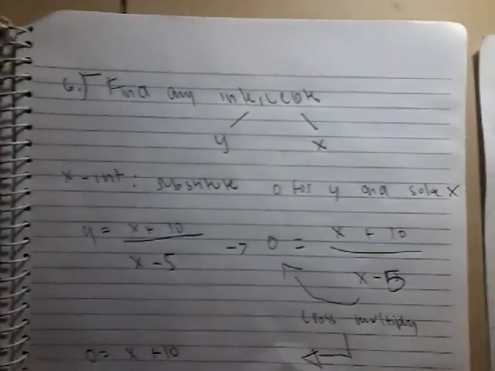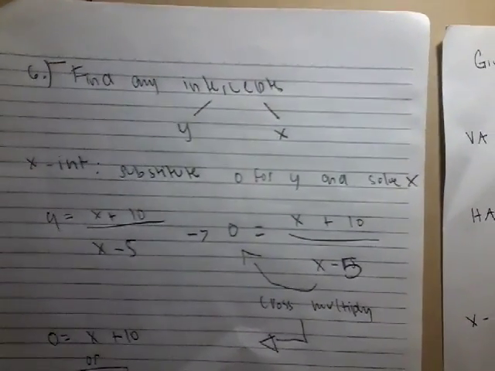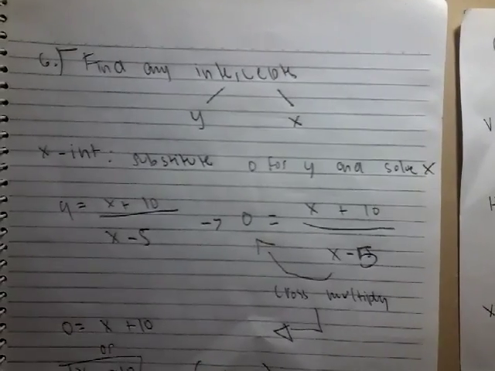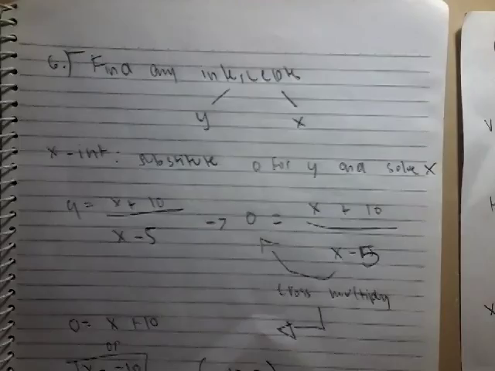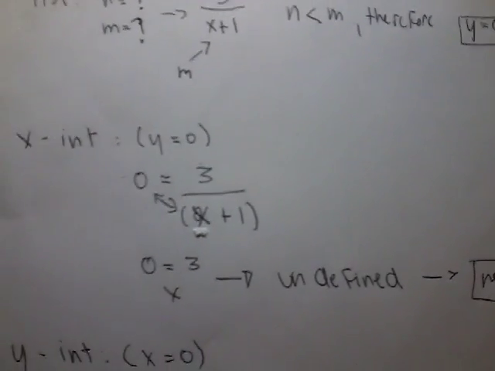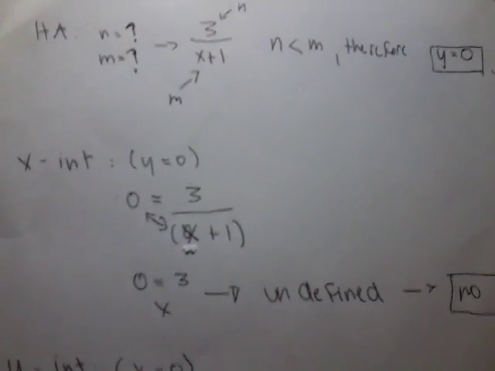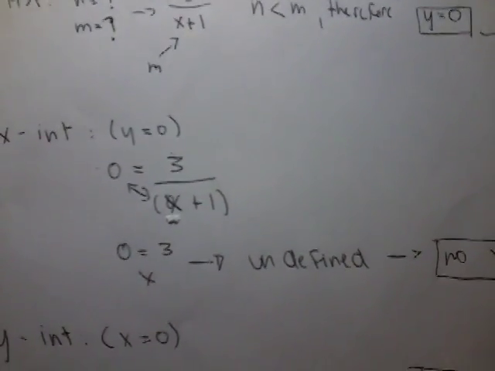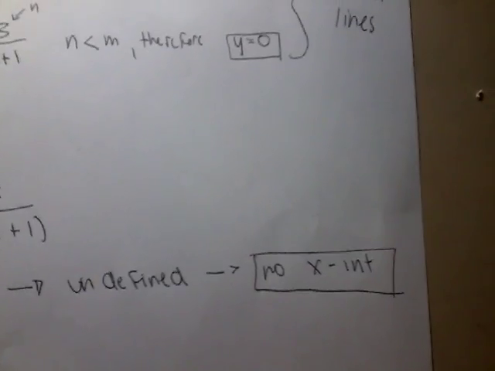Next step is to find any intercepts. This is the x-intercept and the y-intercept. To find the x-intercept, you substitute the value of 0 for y and then solve. We substitute y for 0 and then we cross multiply. This results in 0 equals 3. Therefore, it's undefined, meaning there is no x-intercept in the given.